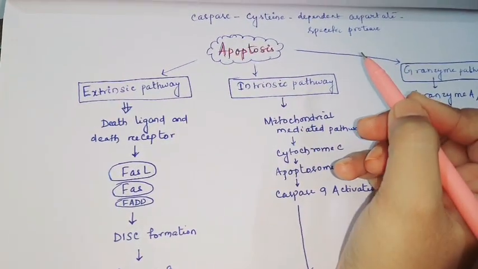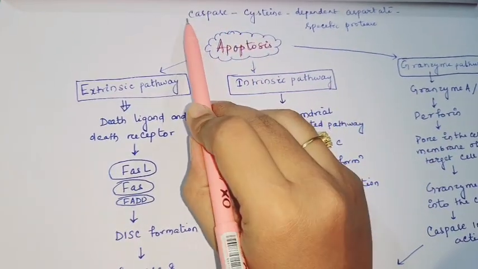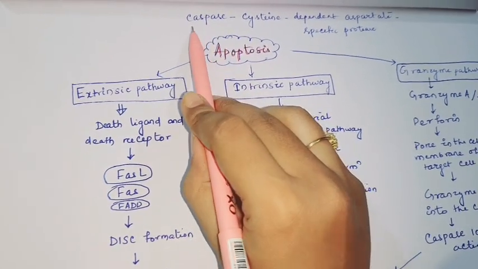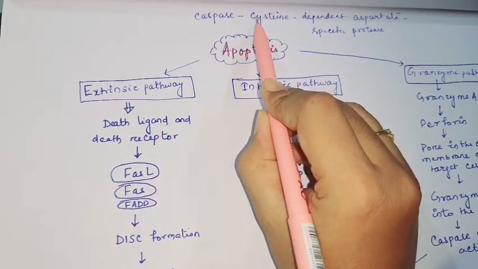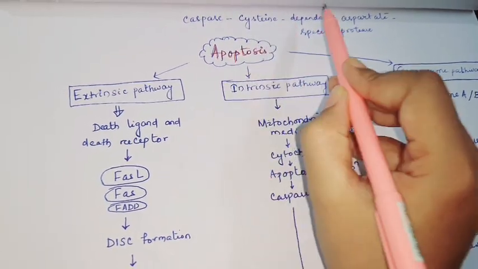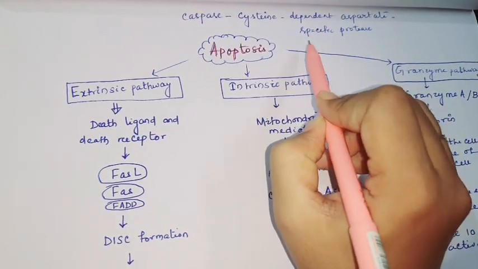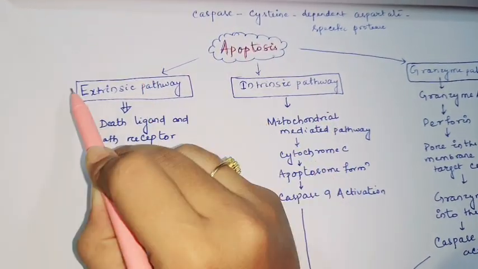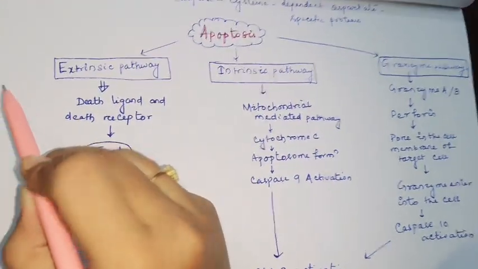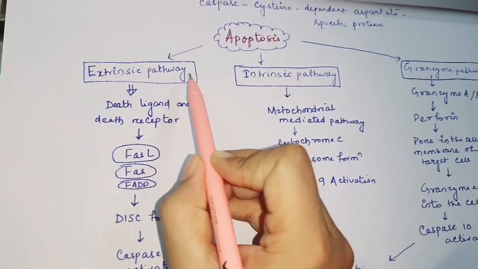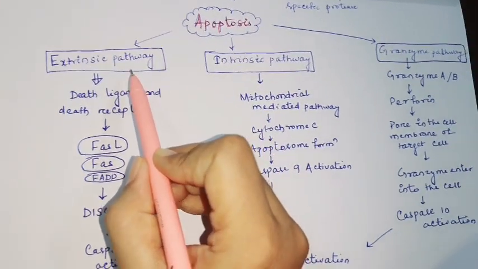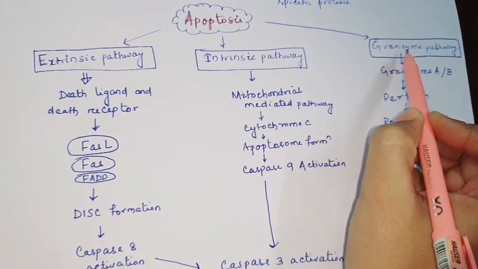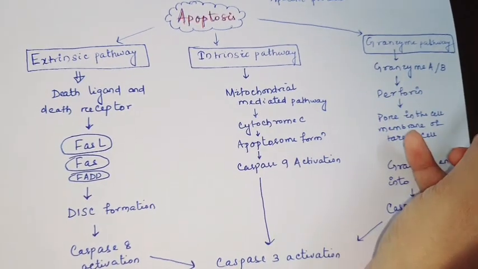Okay, so the main enzyme involved in apoptosis is caspase. The full form of caspase is cysteine dependent aspartate specific protease. It is the main enzyme involved in apoptosis. Apoptosis takes place in three different pathways. One is the extrinsic pathway, second is the intrinsic pathway, third is the granzyme mediated pathway.